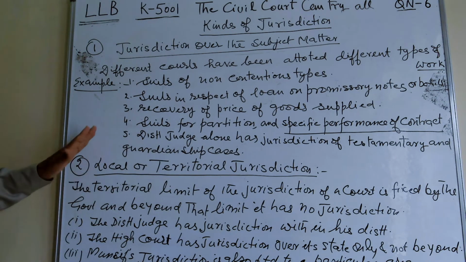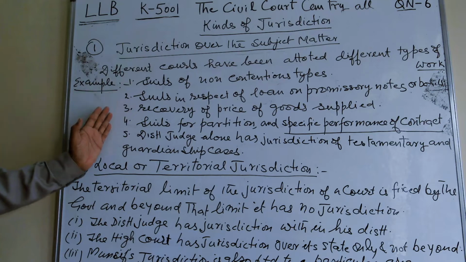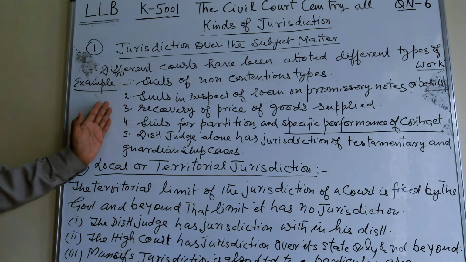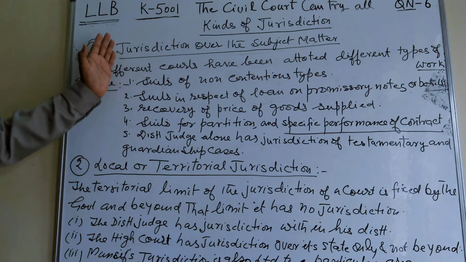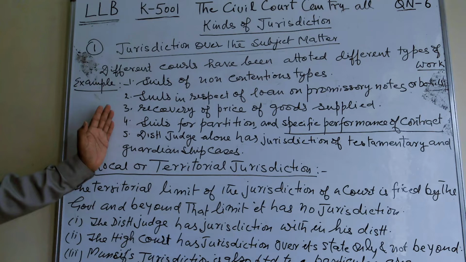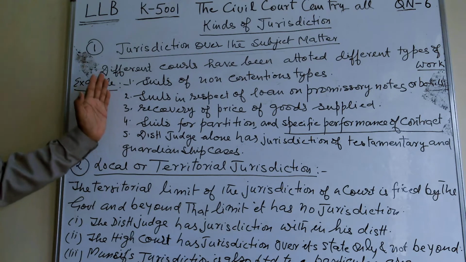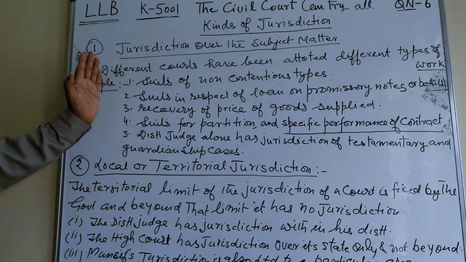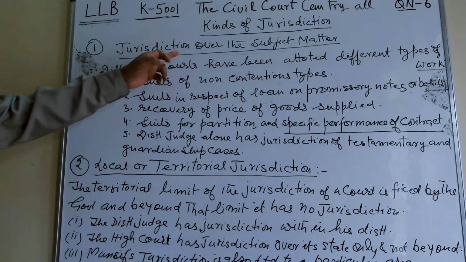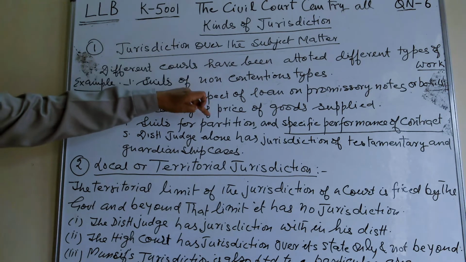My dear friends, these are some types of cases, and these different types of cases are allotted to different courts. These are the different subject matters, and these different subject matters are allotted to different courts. So the jurisdiction over the subject matter is this.